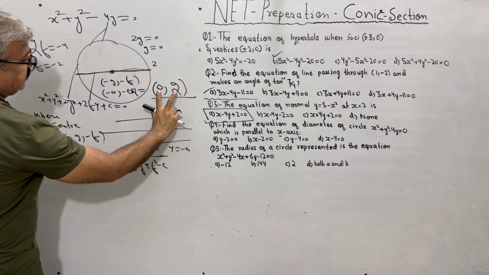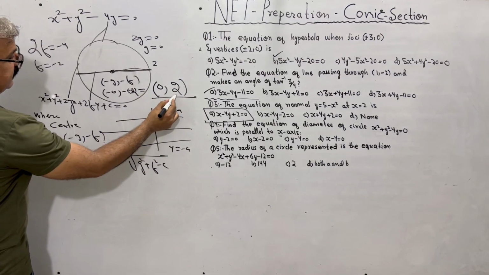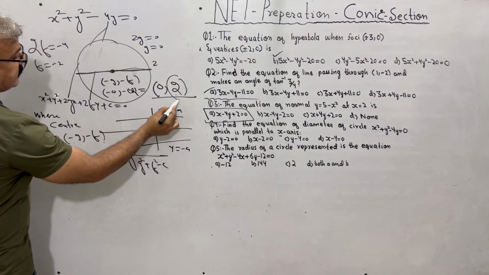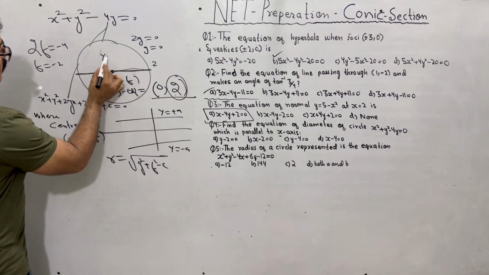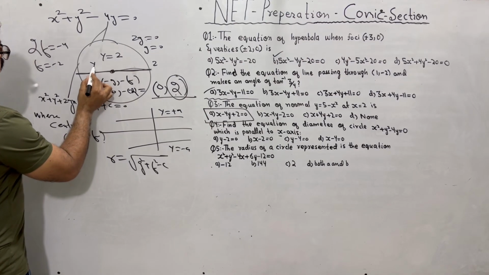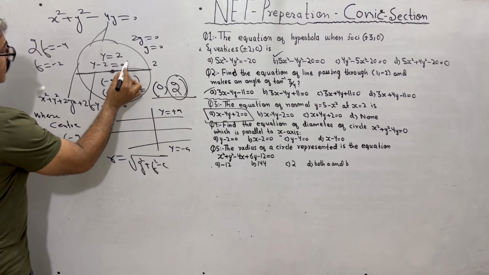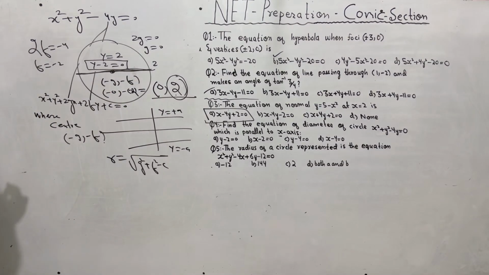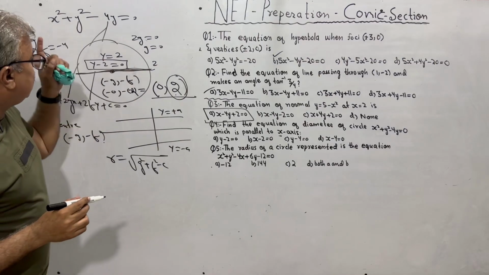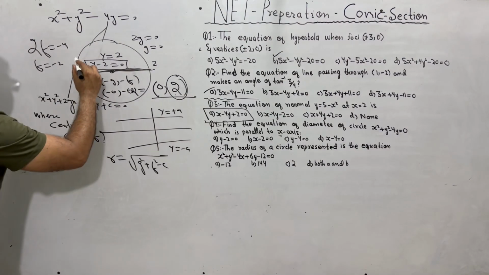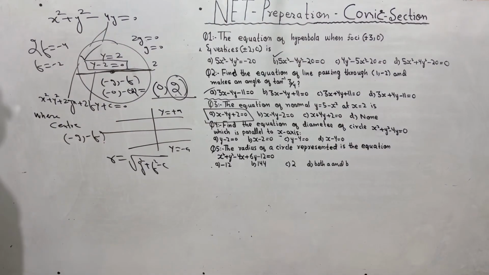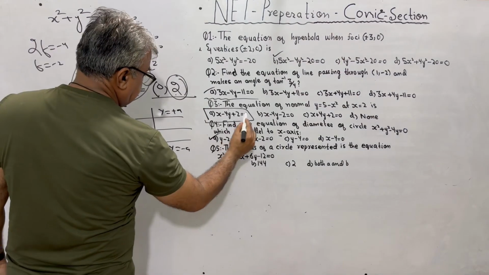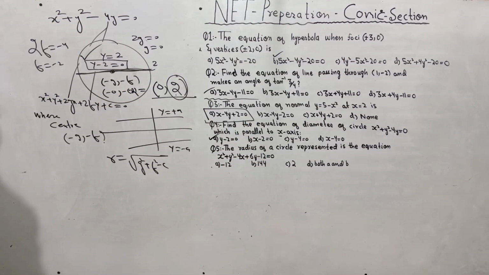Wonderful. Parallel to the x-axis means only y is equal to 2, or one can write y minus 2 is equal to 0. That is the equation of the diameter that is parallel to the x-axis. That is the required equation of the diameter that's parallel to the x-axis. y minus 2 is equal to 0. That is the answer in that case.